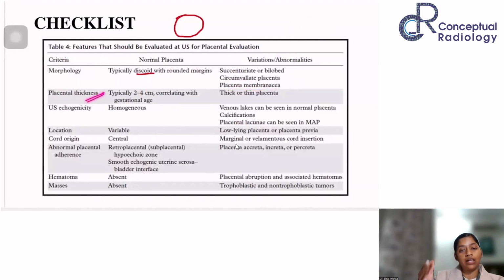Then you measure the thickness of placenta. The placenta is typically 2 to 4 centimeters in thickness. If you see in cross section, this measurement in millimeters corresponds to the period of gestation in weeks. On ultrasound, the normal placenta should be homogeneous. If there are certain anechoic spaces or you have heterogeneity, it might point to some abnormalities like infarctions, or hyperechoic areas may point to calcification.